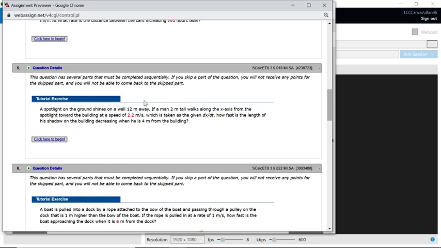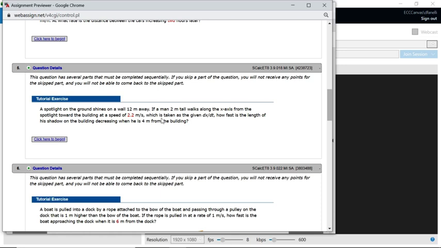Another type of question that comes up a lot in related rates is where you have a light that is shining, and then there is an object that is moving, and the shadow created by the light interacting with the object is also going to be moving. So we have here a spotlight on the ground shining on a wall, and then there's a man who's 2 meters tall who is walking. And as the man is walking, the shadow is going to be moving as well.